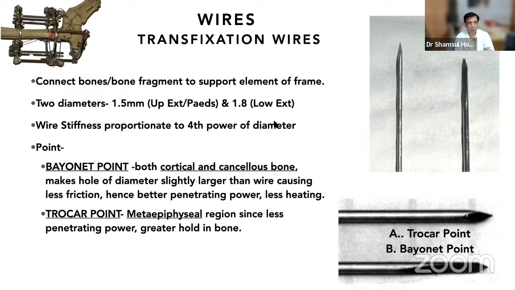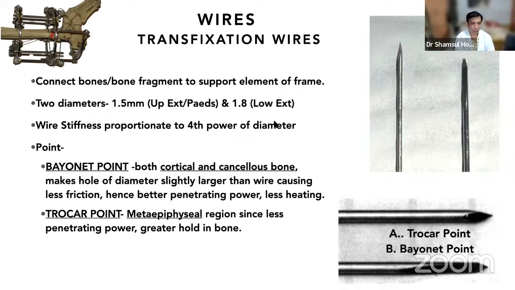We have more that are customized and usable. Wire stiffness is proportional to the 4th power of the diameter. The points are of 2 types: bayonet point and trocar point. The bayonet point can be used in both cortical and cancellous bone. It makes a hole of diameter slightly larger than the wire, causing less friction, hence better penetration power with less heating.